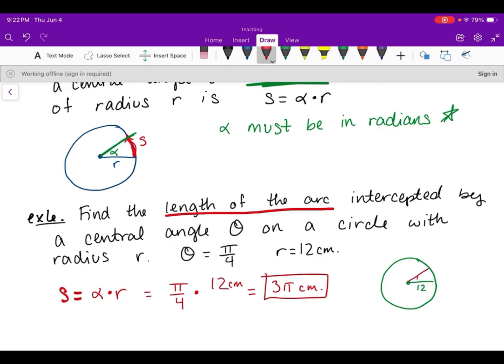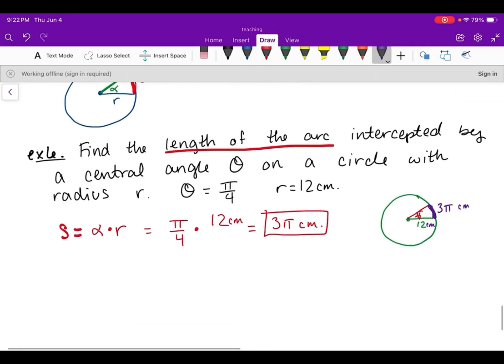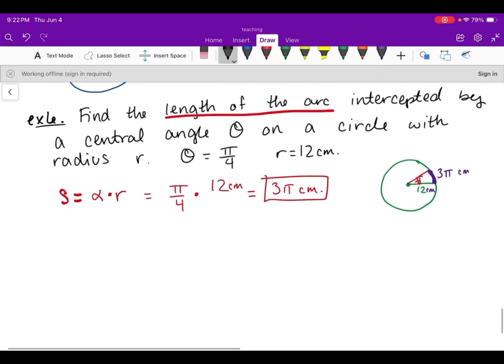I'm going to just draw for you what we're seeing. We've got a circle, we've got radius 12. My angle's pi over 4. Remember, pi over 4 is the same as 45 degrees, so that's right in the middle of that first quadrant. And so that purple that I wrote here, the length of that arc, is 3 pi.